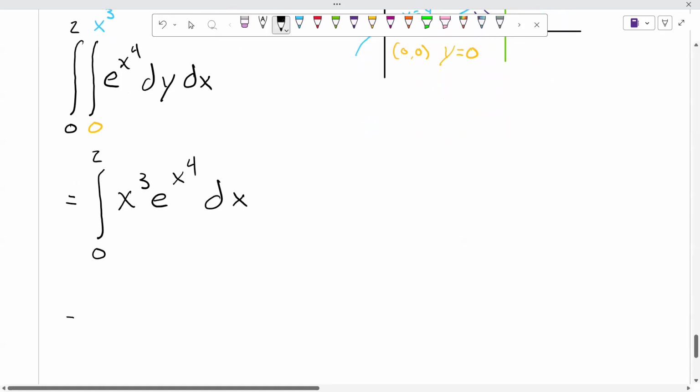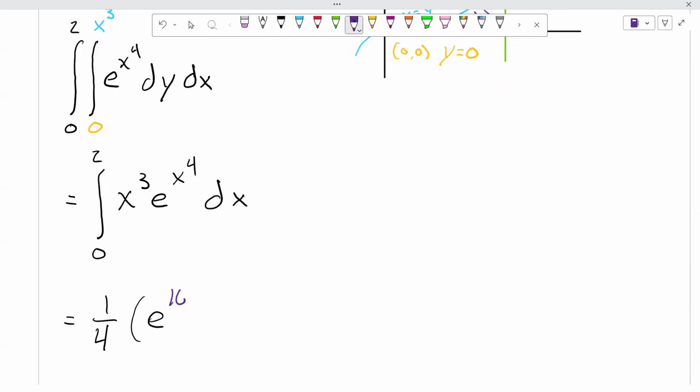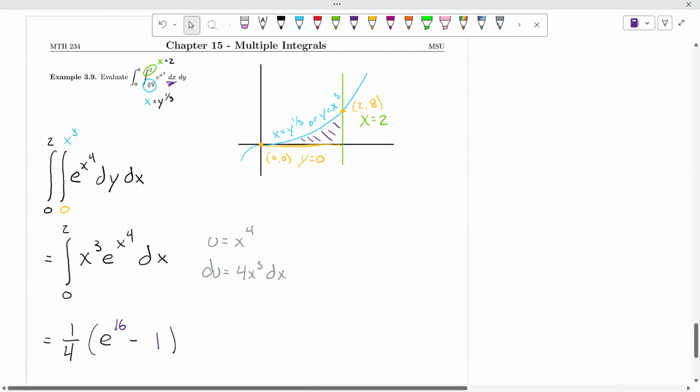Again, a rather nice u substitution gives me 1 over 4 e to the x to the 4th. So 1 over 4 e to the 16 minus e to the 0, which is just 1. Again, adding in a little bit of detail here. If u is x to the 4th, du is 4x cubed dx. And that's it. I'm only slightly over on time. Thought it was going to be worse when I started this problem.